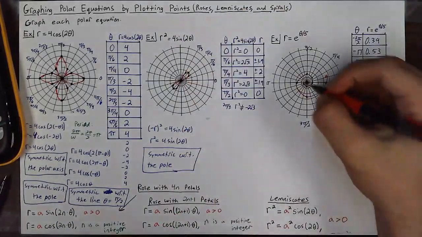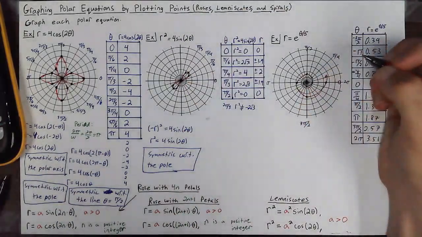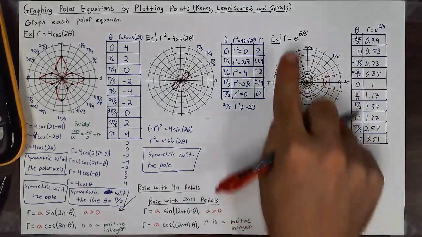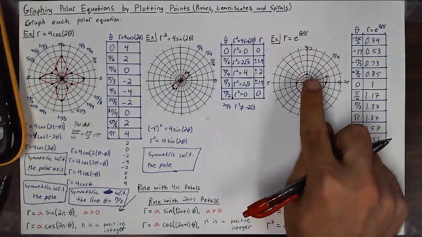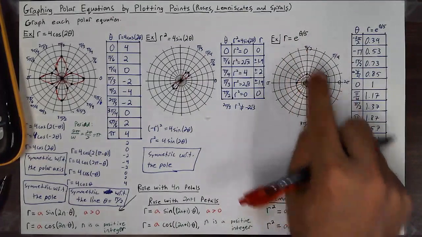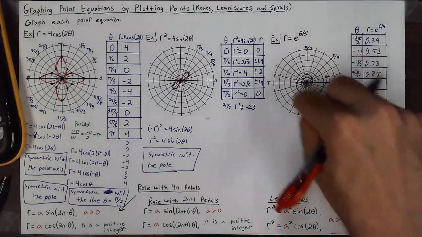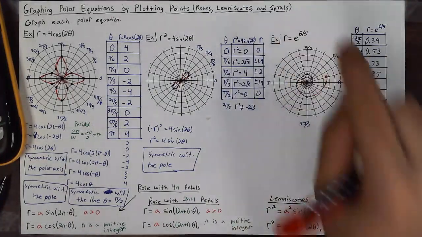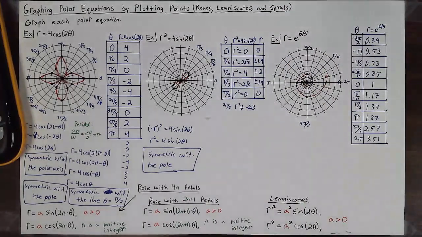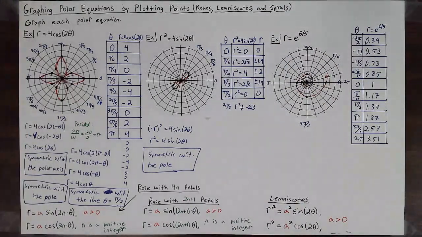And that's why we refer to these as spirals. So they'll keep spiraling down too. Now, if this was an exponential function, it might stop at 0. But since it's an exponential function, it keeps spiraling down there, and it keeps spiraling outside. So we refer to those as spirals. And that is how you graph polar equations, by plotting points.